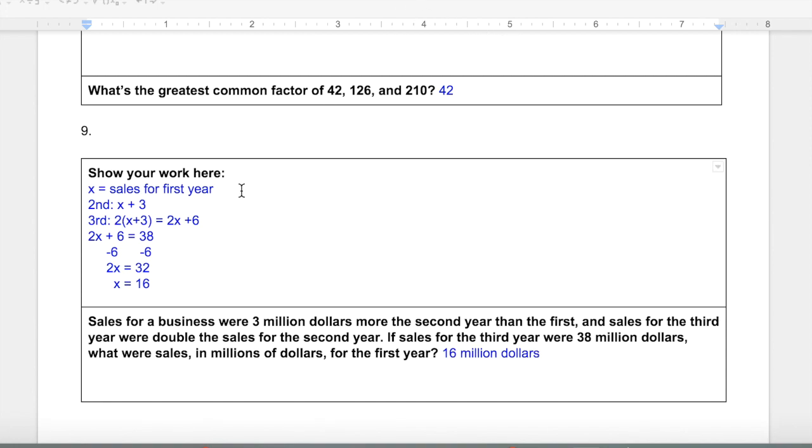And we can go back and check this to see if it works out. So we have 2 times 16 plus 6. 2 times 16 is 32 plus 6. And 32 plus 6 is 38. So it did check out.